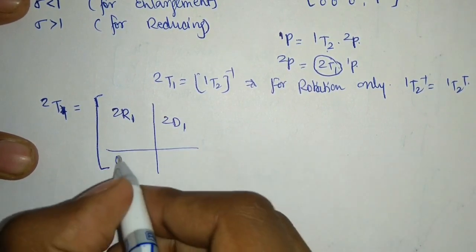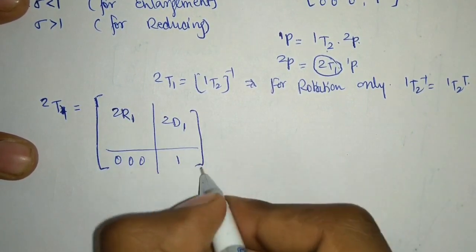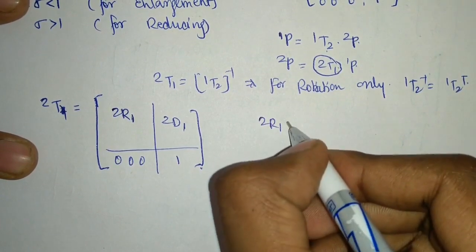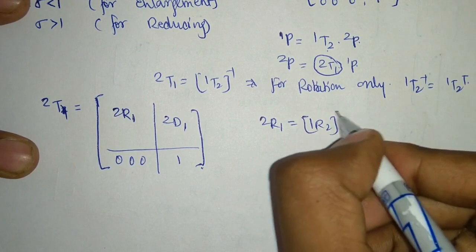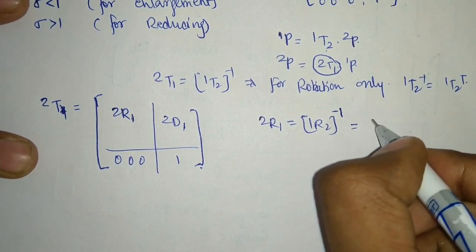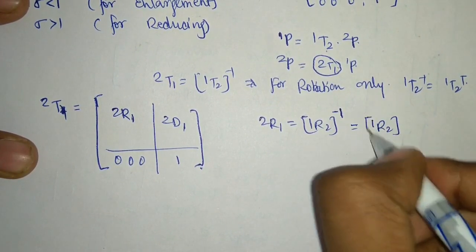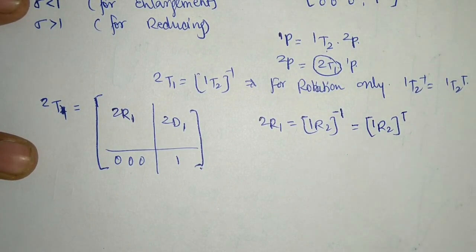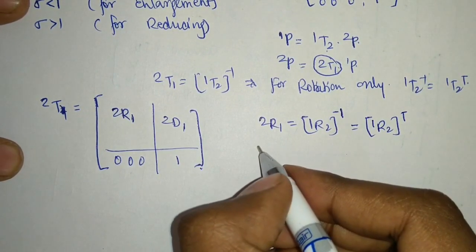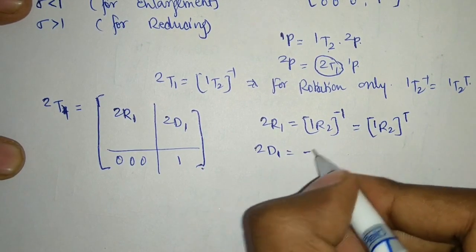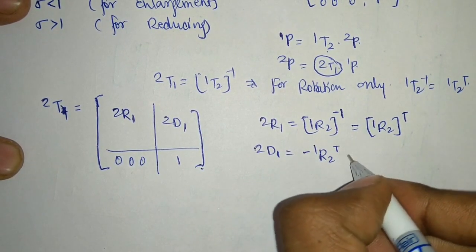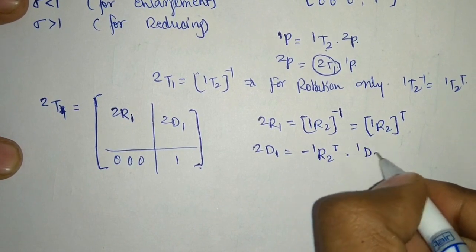2D1 is 0, 0, 0 and 1, nothing here. So 2R1 is equal to 1R2 inverse, and that is always equal to 1R2 transpose. That is how we can define the rotational part. But in order to define the translation part, 2D1 is equal to minus 1R2 transpose into 1D2.